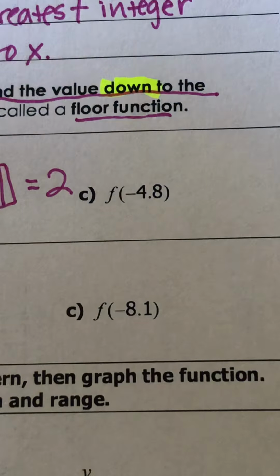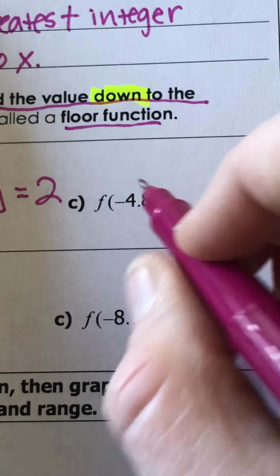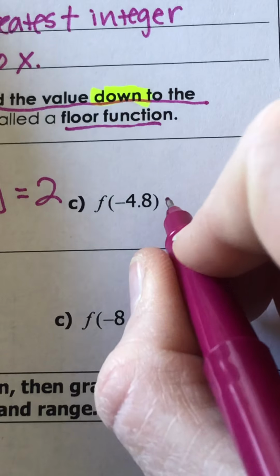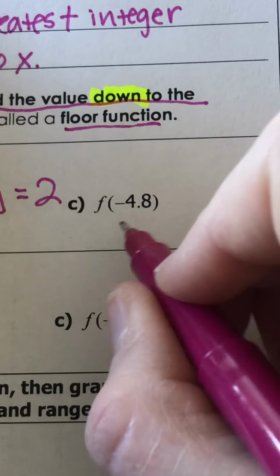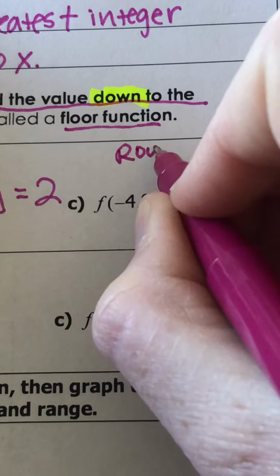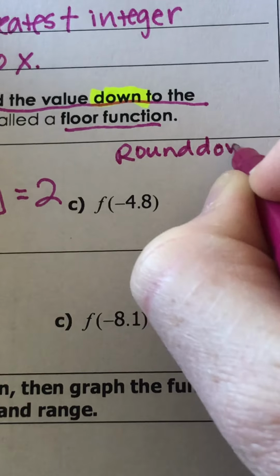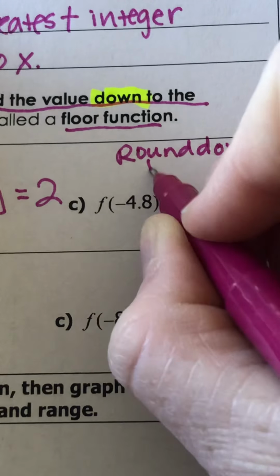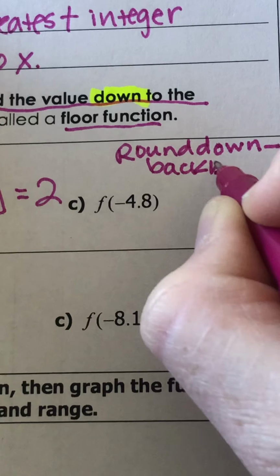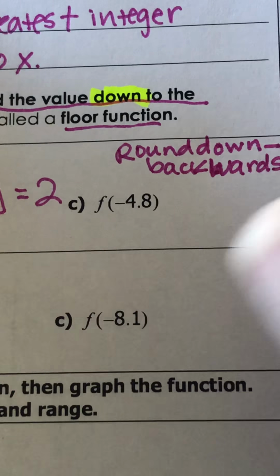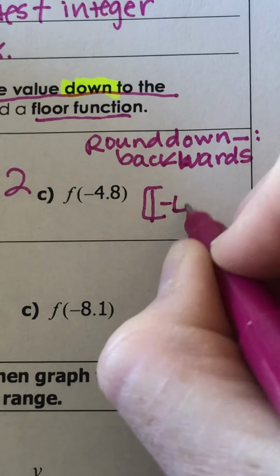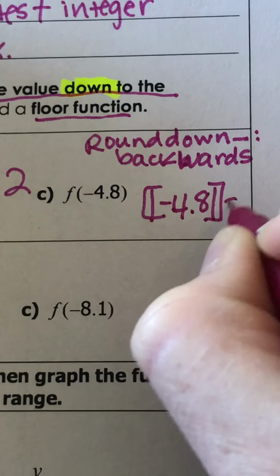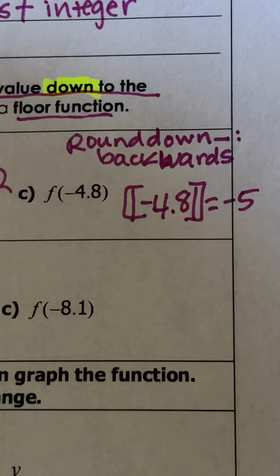And then what's our greatest integer? Ooh, this is negative now, so we'll have to talk about that. We're going to round the value down to the nearest integer. When you round down with a negative, you're really going backwards. It's the same idea. But that's going to mean this greatest integer is -5. Let me show you that on the number line.